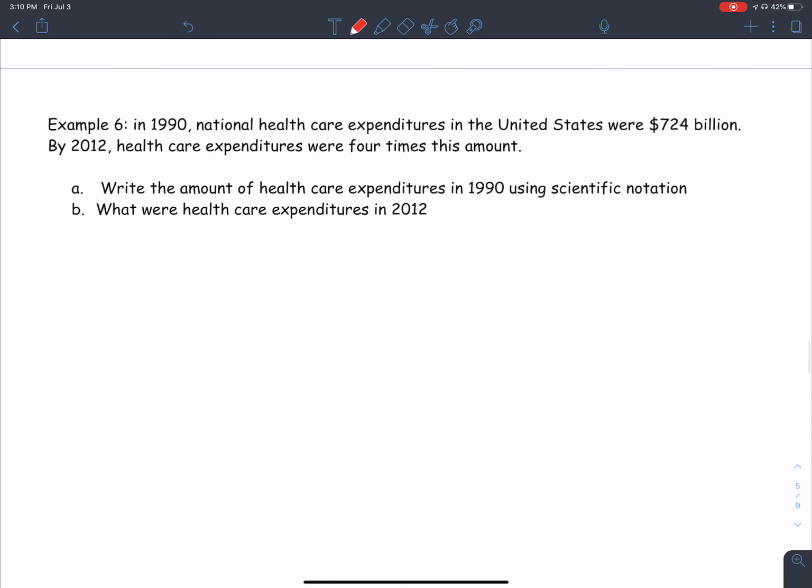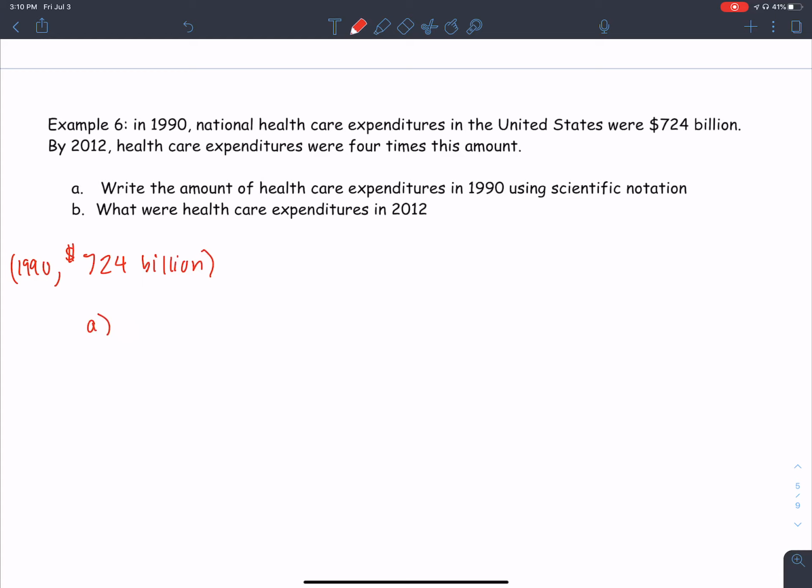All right, so the last one. In 1990, national healthcare expenditures in the United States were $724 billion. By 2012, healthcare expenditures were 4 times this amount. Write the amount of healthcare expenditures in 1990 using scientific notation.